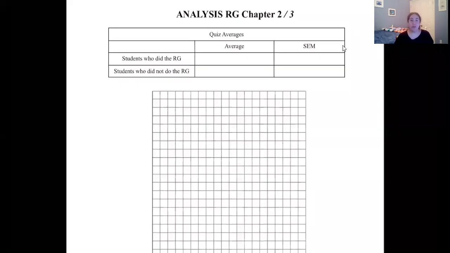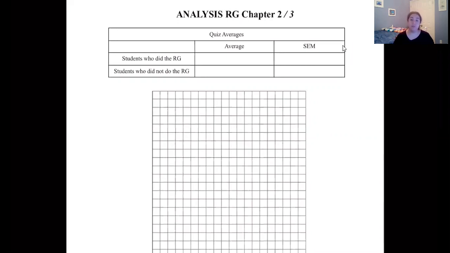In this activity, we are going to use SEM bars to help us see if there is a difference between students who complete the assigned reading guides versus those who don't. Let's get started. Some background information about your reading guides: they are not required to be turned in for a grade. Turning them in is optional.